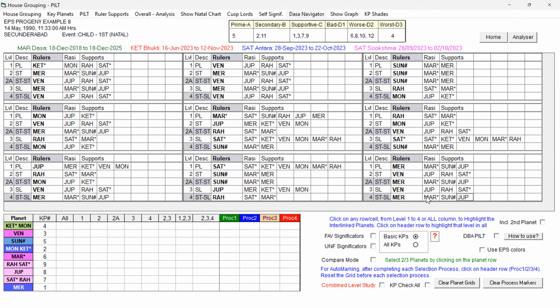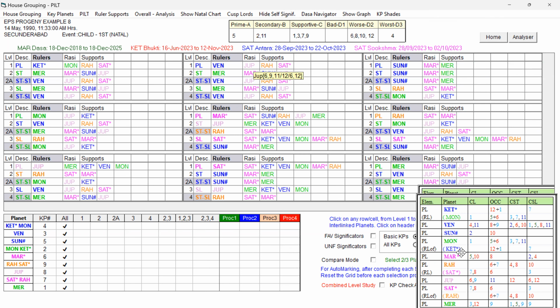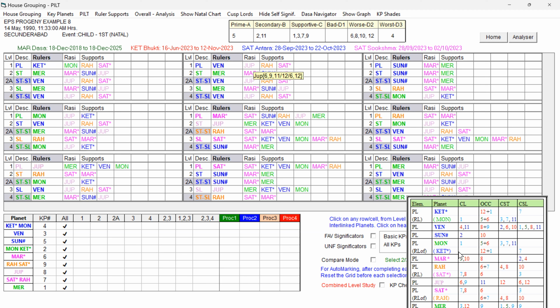Now let me select use EPS colors. These are the colors we have given for each planet as per the signification in the EPS page manually, so I have selected that. If you wish, you can just use the system-generated, automated key planet states also. But since we manually selected EPS colors and worked on the EPS tables, I would like to use the same colors for the PILT table study also. So now we check KP check all, and let me open the self-inhibitors tables also for our reference.